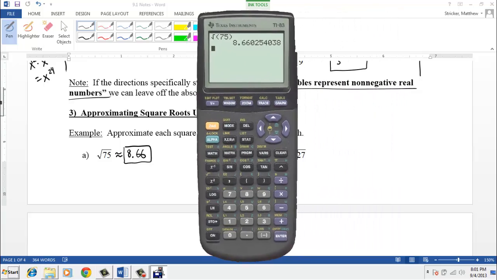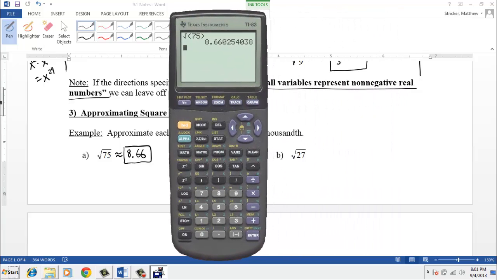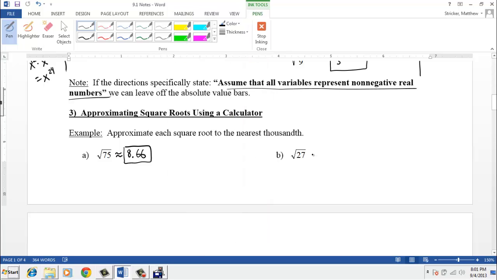Okay, so you should be able to do the next one. Go ahead and try the next one. If you do the square root of 27, you get 5.196. If you haven't seen the little squiggly equal sign, that means approximately equal. We're not exactly here because we're rounding. This is approximately equal.